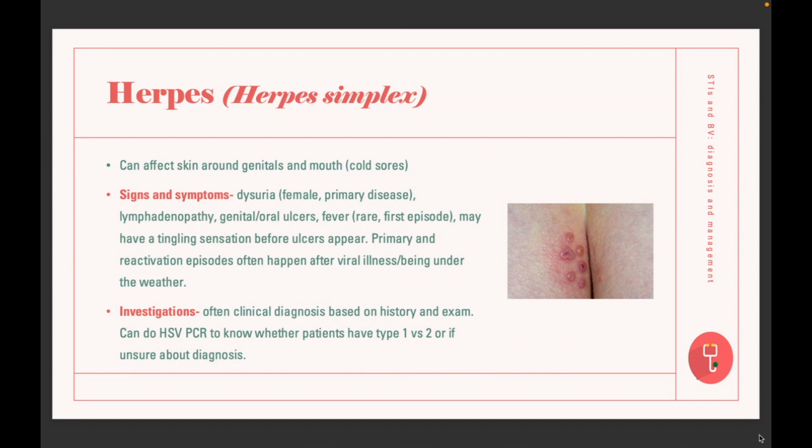So it's just something to keep in the back of your mind when you're seeing patients who have symptoms like dysuria. Just have a think, could it be a first presentation or a reactivation of genital herpes? It's just something that's useful to think about. You can also do an HSV PCR, so just a swab of the lesions, to know whether they have type 1 or type 2 HSV, or if you're not sure about the diagnosis.